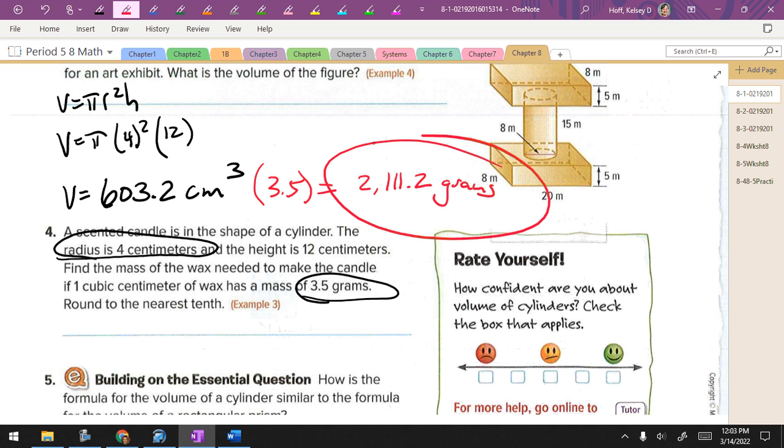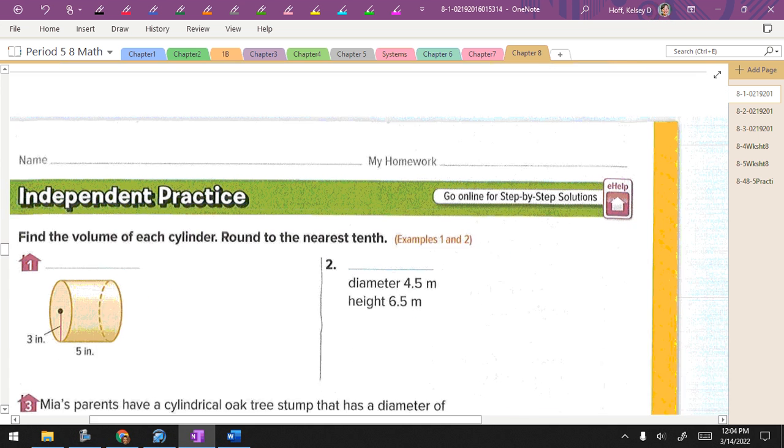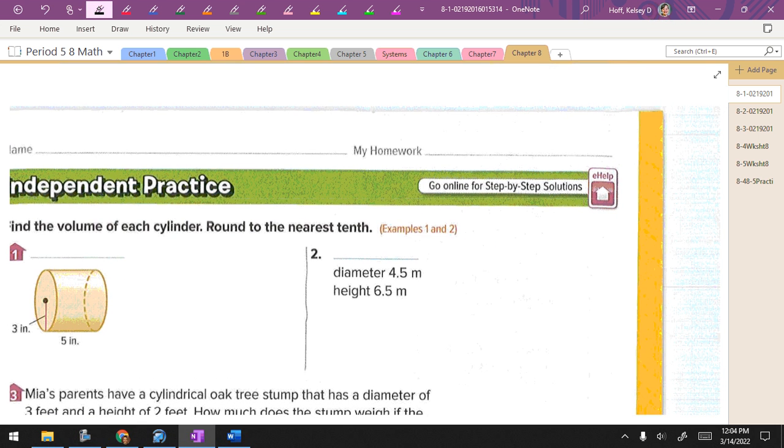Okay, I'm going to let you get started, and then I'm going to go over the first 3 with you to make sure you're on the right track. Get ready, because I jump all over. Get ready to write this down. It's not a long assignment. I just jump all over the page.